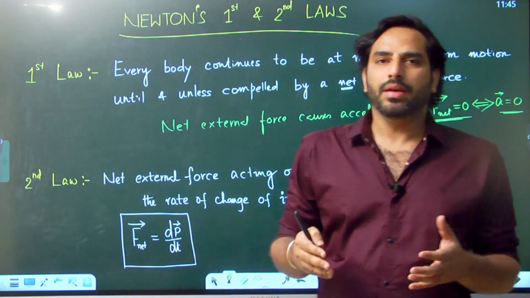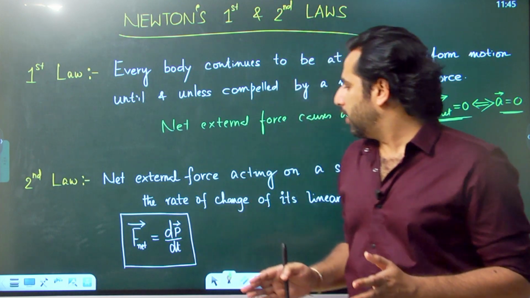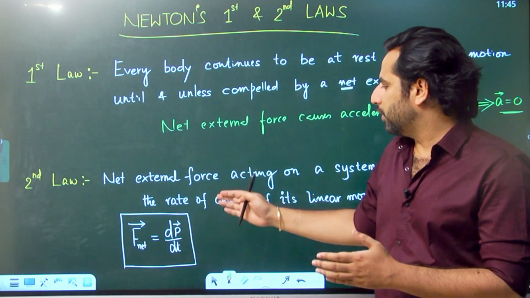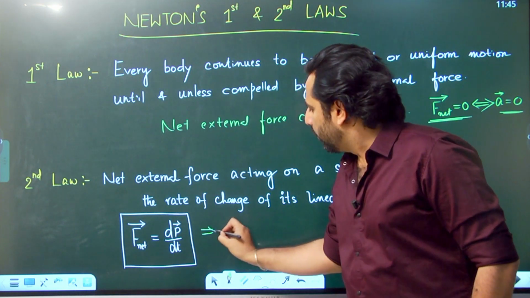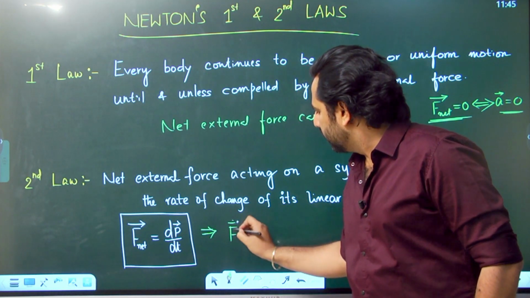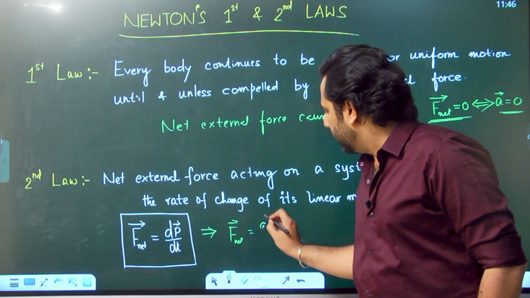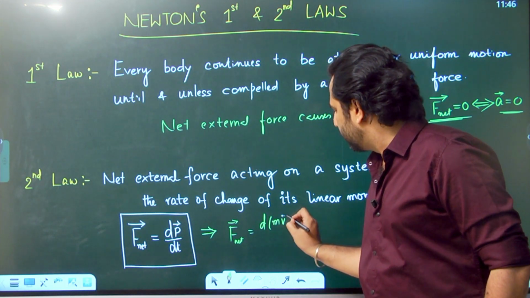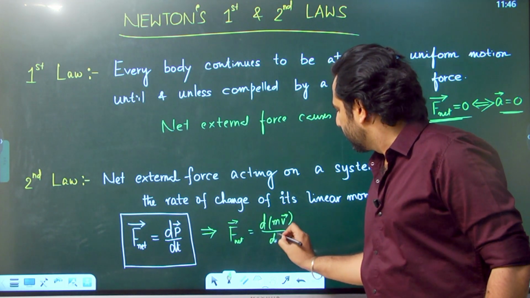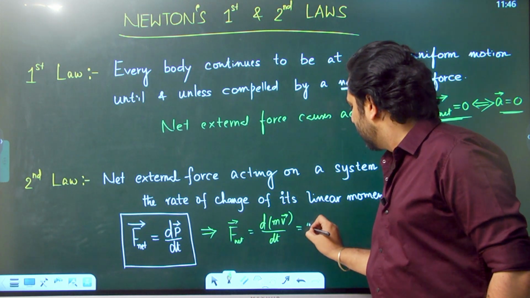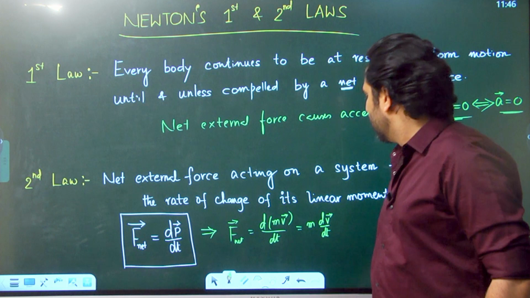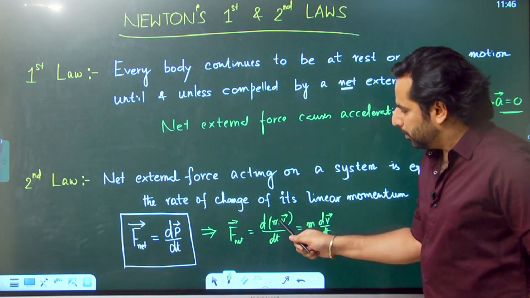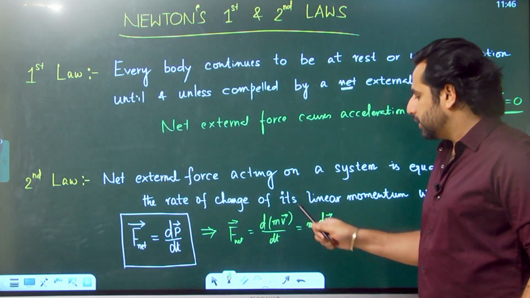F is equal to ma, but it is not that. Newton's second law is: net external force is the rate of change of its linear momentum with respect to time. From this, we can derive that F net is equal to d by dt of momentum, which is the product of mass and velocity, and this is m into dv bar by dt.